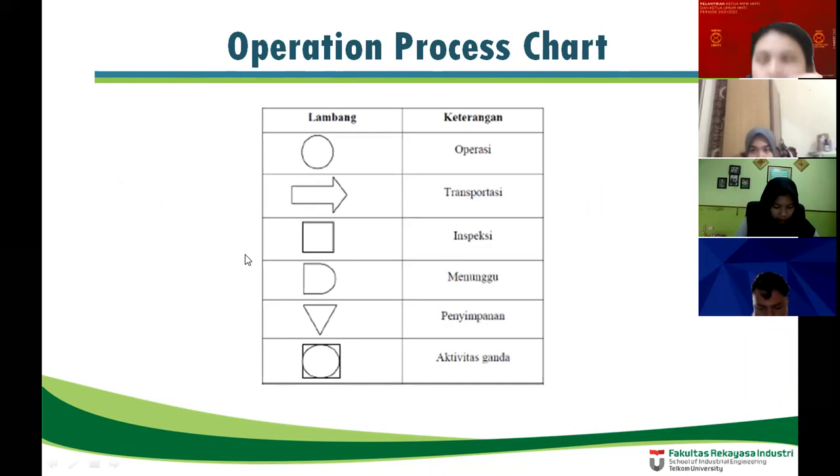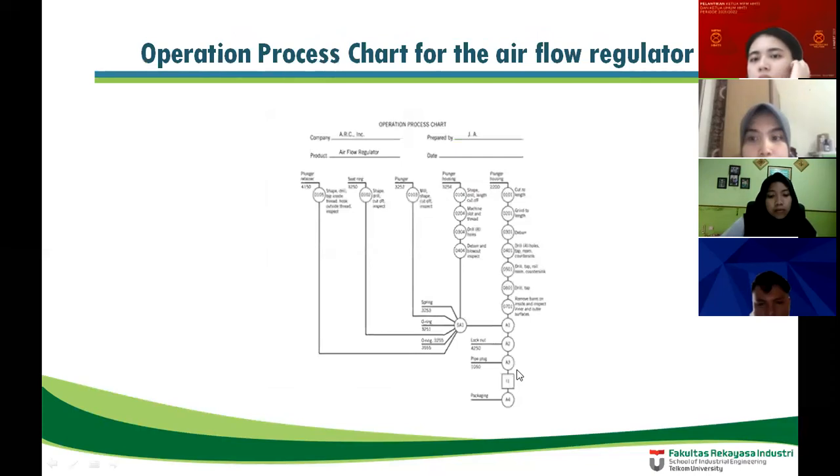Okay, so just stick to the rule, because you cannot place with heart. If your favorite shape is heart, you want to eliminate circle with heart? No, because this is the standard, you just follow it. Because every symbol has a meaning: operation, transportation, inspection, waiting, storing. Maybe you can find it in the lab.